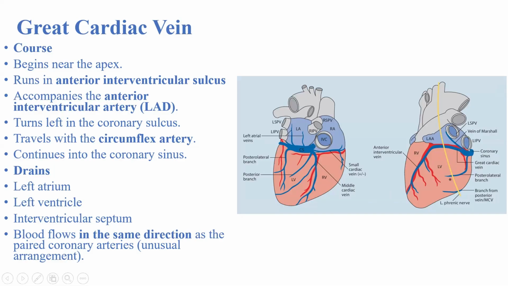Now, the areas which are drained by the great cardiac vein are the left atrium, left ventricle, and interventricular septum, and the blood flows in the same direction as the paired coronary arteries, which is an unusual arrangement.